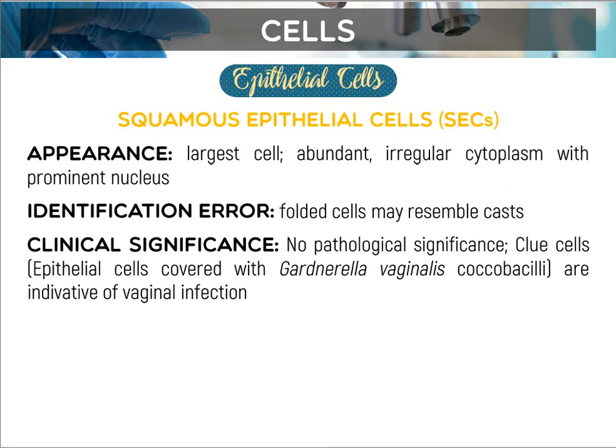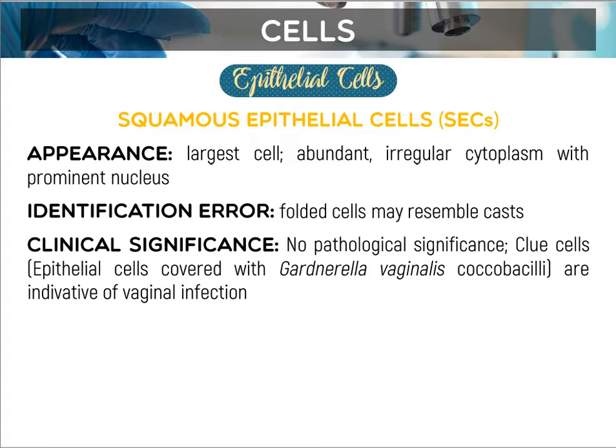And then your squamous epithelial cells, their increased amounts are more frequently seen in your female patients. Okay, so identification error: we have your folded cells, because they can resemble casts. Your squamous epithelial cells have no clinical pathological significance, but they can become a clue cell. So these are your epithelial cells covered with Gardnerella vaginalis coccobacilli.